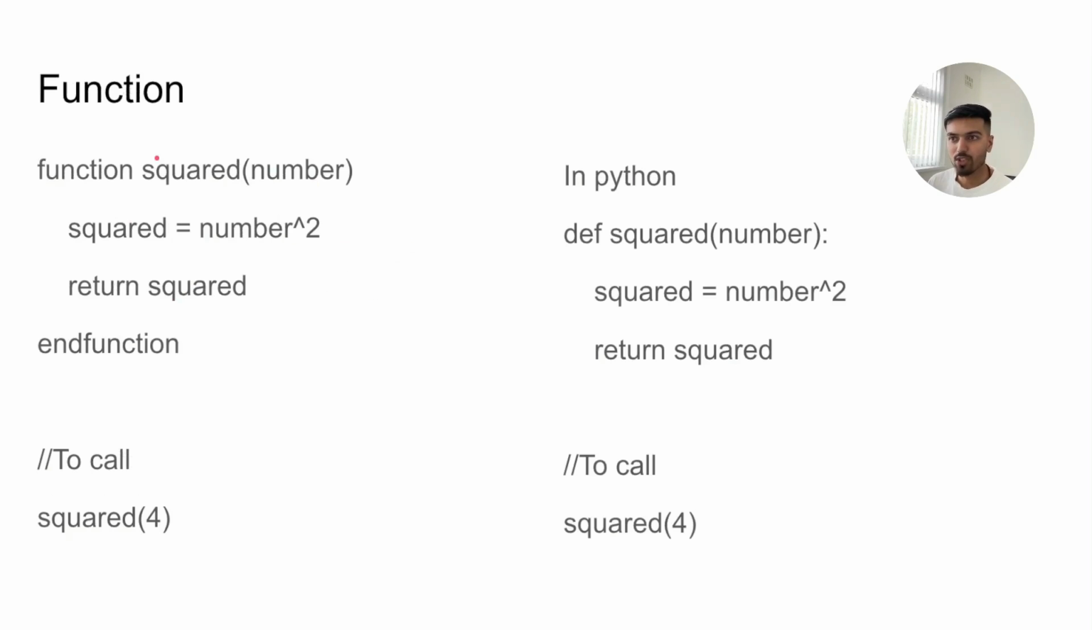Now we move on to functions. Functions, again, we can take in parameters. This is what this number is called. And we also end function. And remember to return something, because a function always returns a value. In Python, it's very similar. However, instead of function, we use def, which is like a function definition. And again, it takes in the number and we square it and return it. And to call it, we pass in the argument. This is called an argument. This is called a parameter. And to call it, we basically say the name again. So yeah, this should be fairly straightforward.